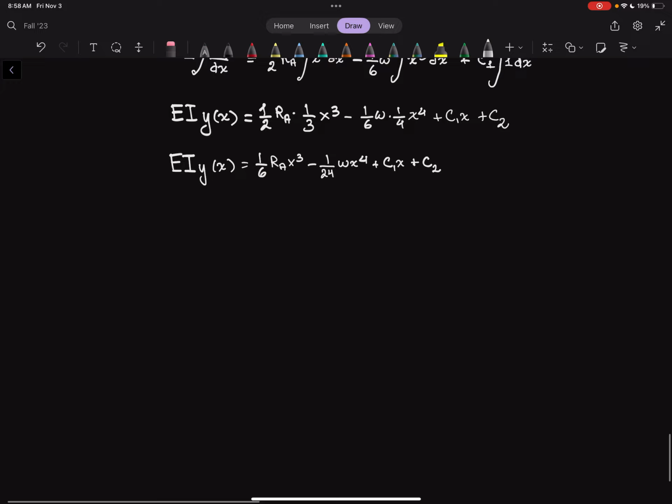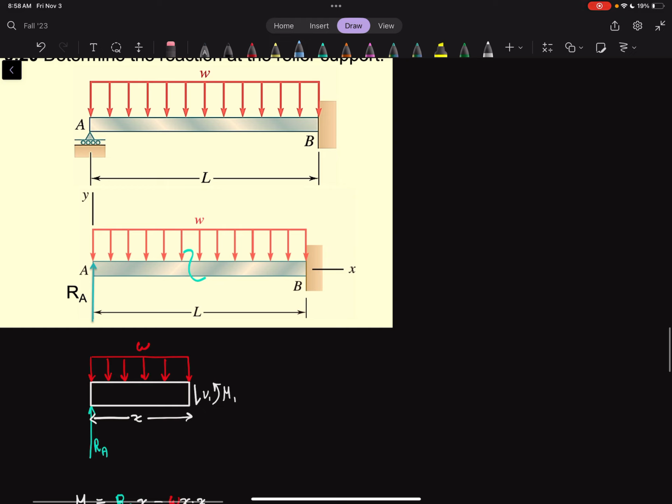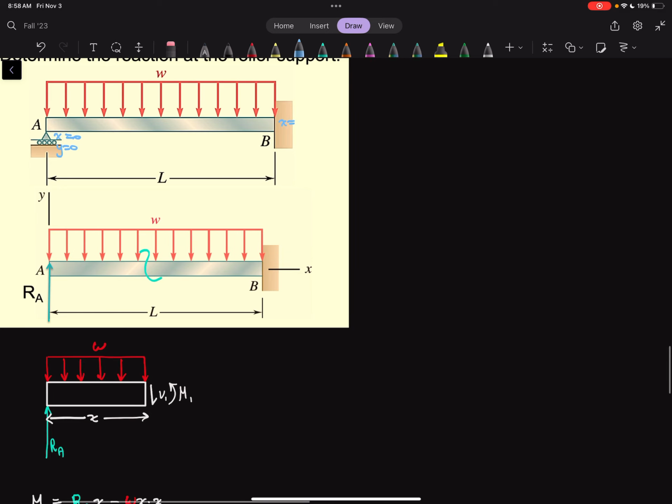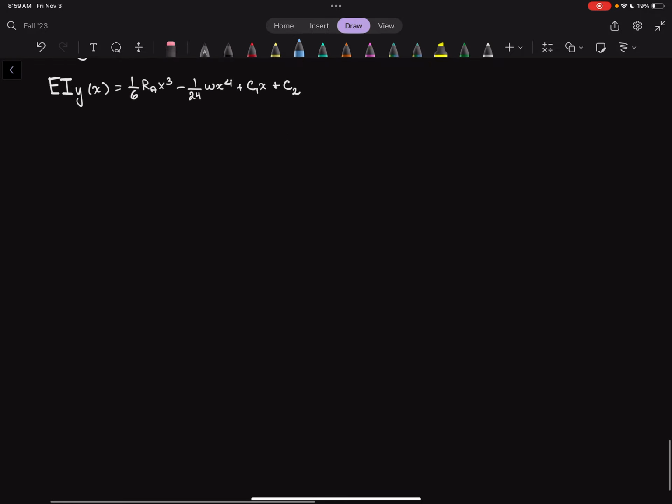So let's get rid of C1 and C2 first. Well, let's look at our drawing. We know right here, what can we say? Can we say the slope is 0? No, because it's not constrained that way. But we can say our y is 0. So at x equals 0, our y is equal to 0. Here we can say at x equals L, our y is equal to 0, and our dy/dx is equal to 0. So let's write them down here.